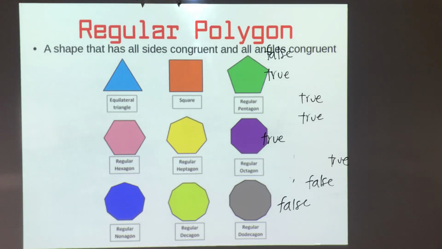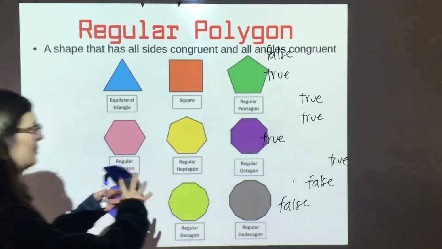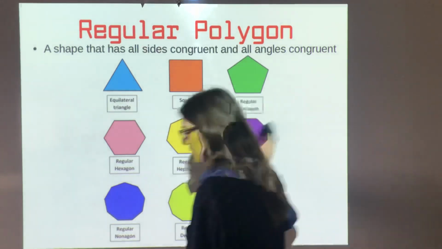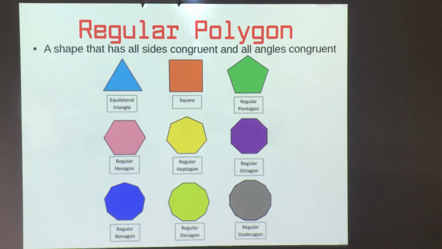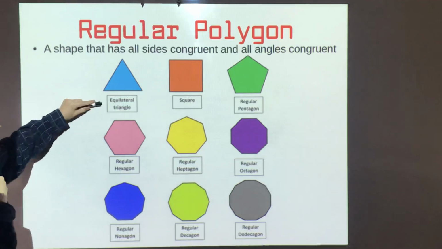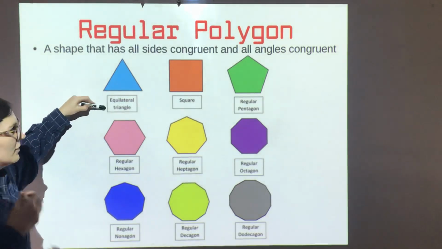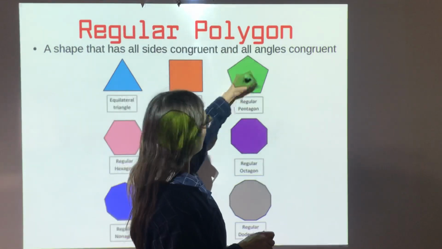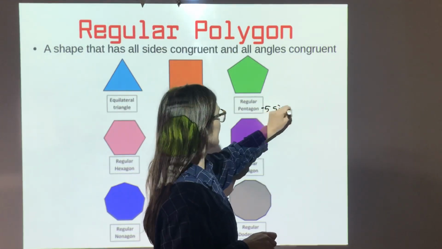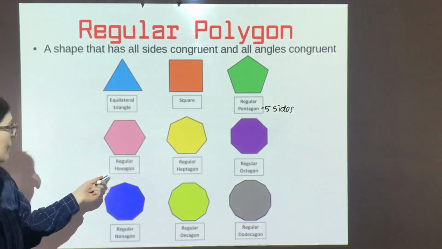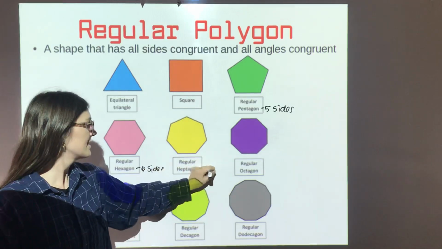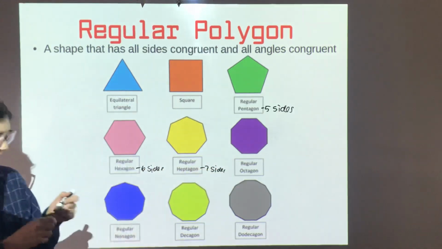So, a regular polygon is a shape that has all sides congruent and all angles congruent. I know that you've heard these shape names before, but just to review: we've already discussed the equilateral triangle. Then we have the square, a regular pentagon. A pentagon, notice, has 5 sides, penta. Hexagon, 6 sides, 7 sides, etc., etc.